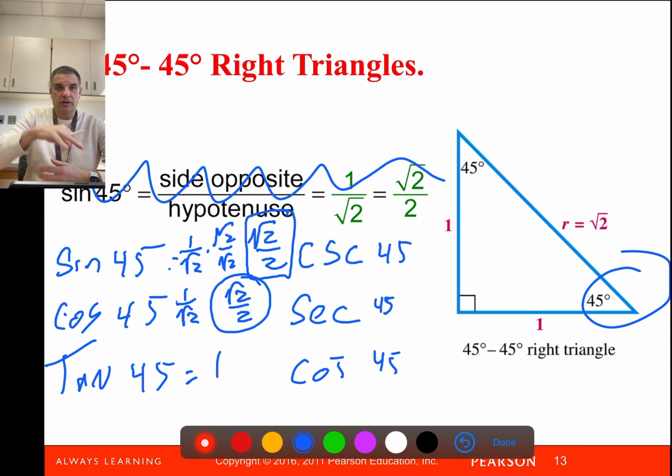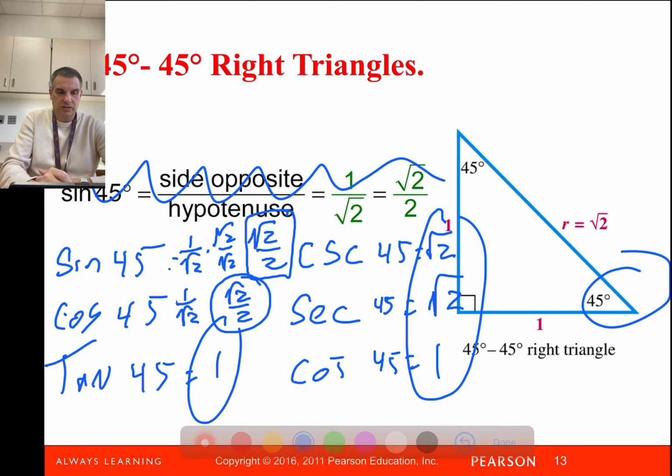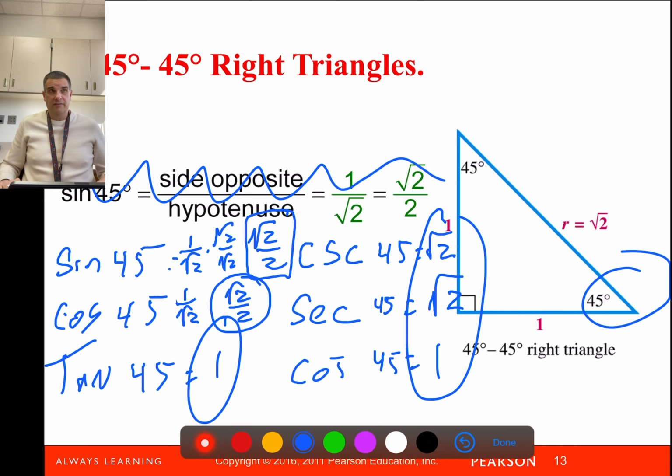Cosecant, it's the reciprocal. Now just do the reciprocal of the original. The original is the hypotenuse over the opposite, so that's just the square root of 2. Secant is going to be the reciprocal of the cosine, it's just the square root of 2. Cotangent, the reciprocal of the tangent, is just 1. So there are your different solutions for a 45, 45, 90.